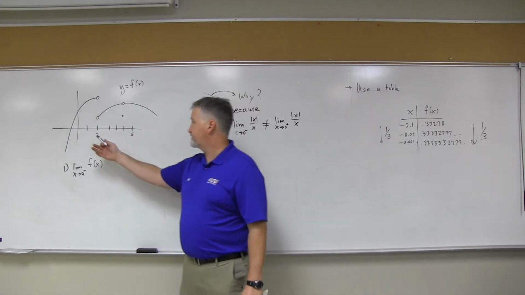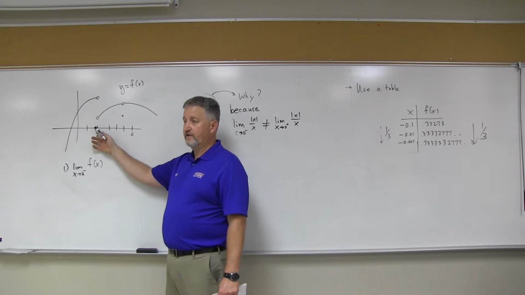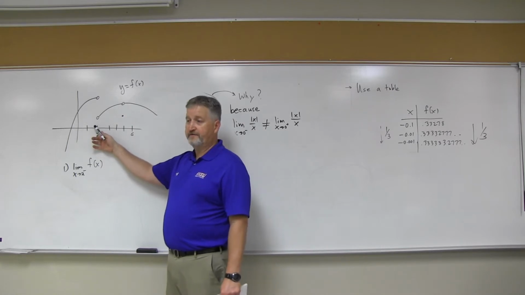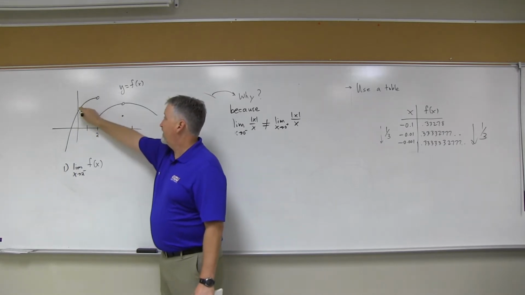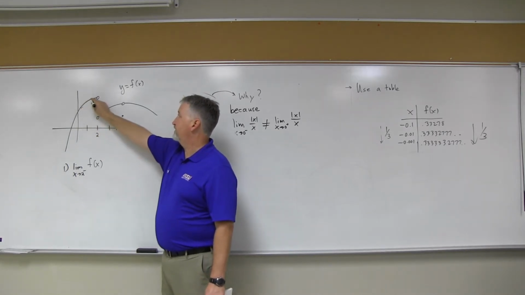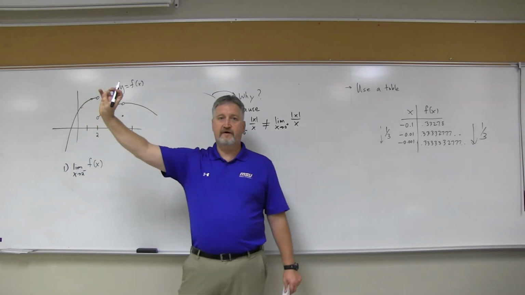Well, as x approaches 2 from the left, I'm looking at this part of the x value, but graph-wise, I'm looking at this piece, right? What's happening as x approaches 2, so what's happening is the function is getting closer and closer to that little circle there.